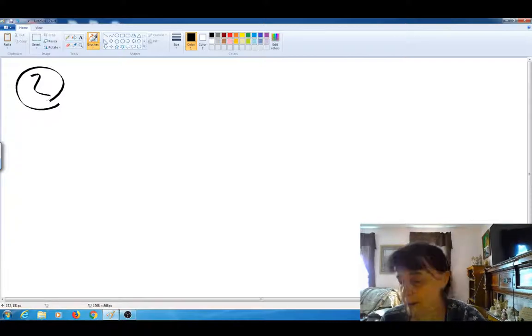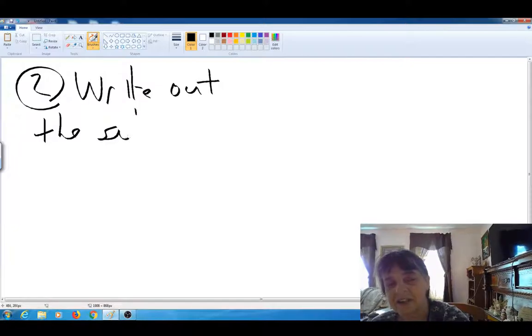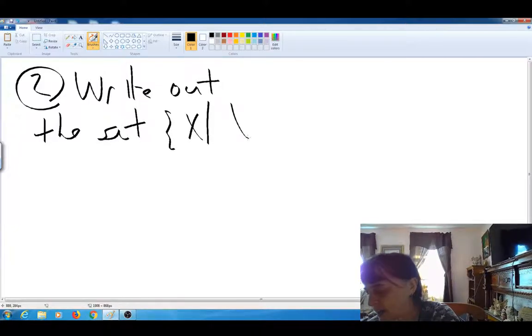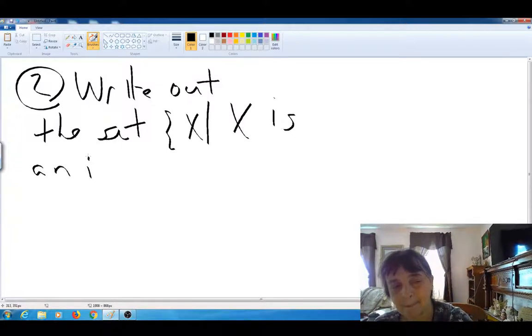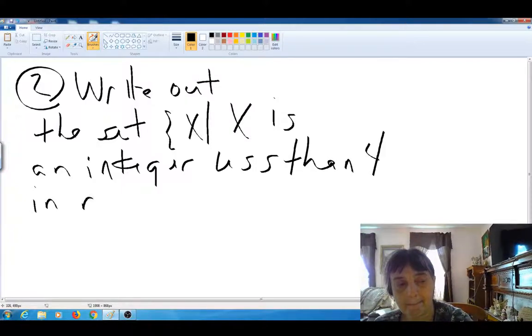Okay, number 2. Write out the set X such that X is an integer less than 4 in roster notation.